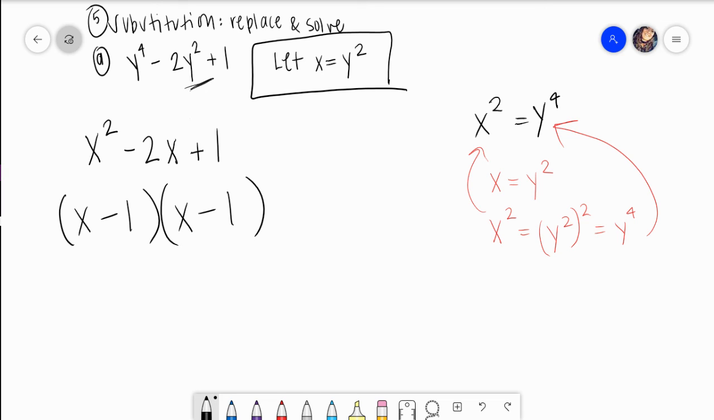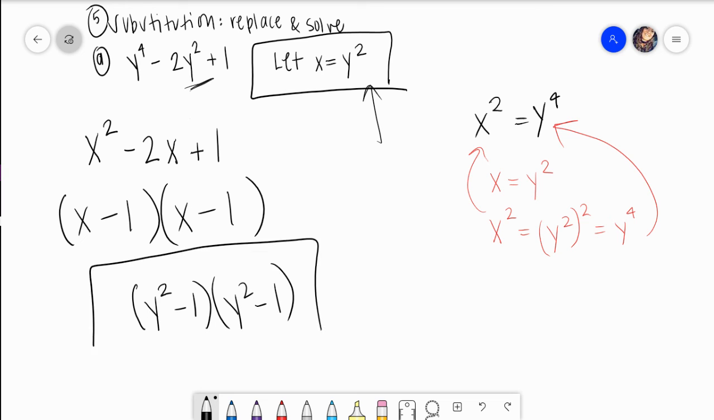Now that I've factored it, I can replace back in, and what I would get is my x equals y squared, right? Y squared minus 1, y squared minus 1. That is how you would solve a problem if for any reason you don't have squared as your variable.